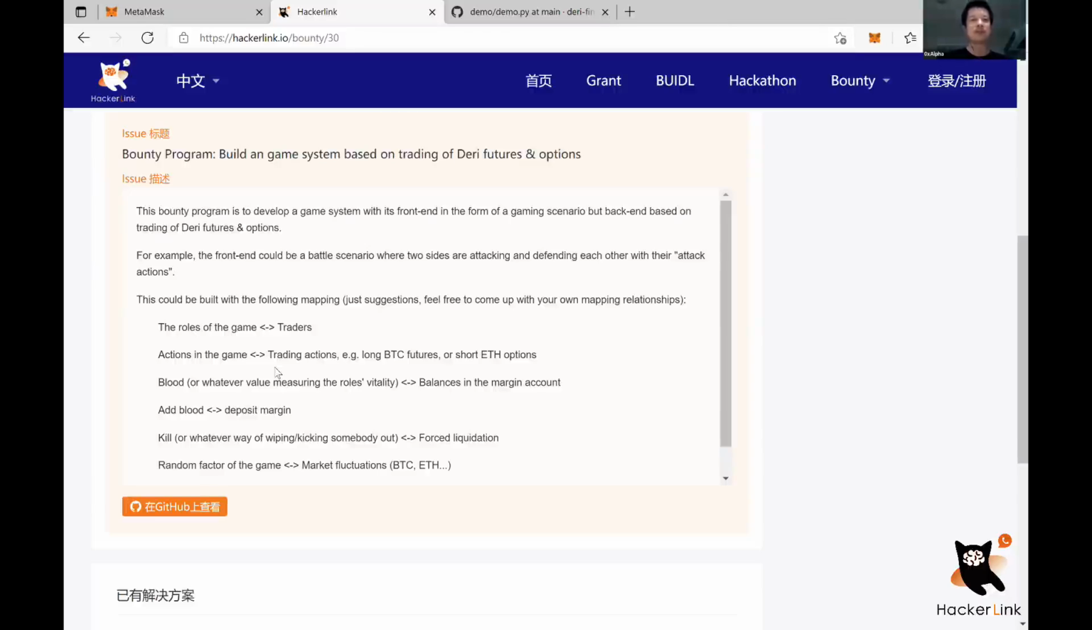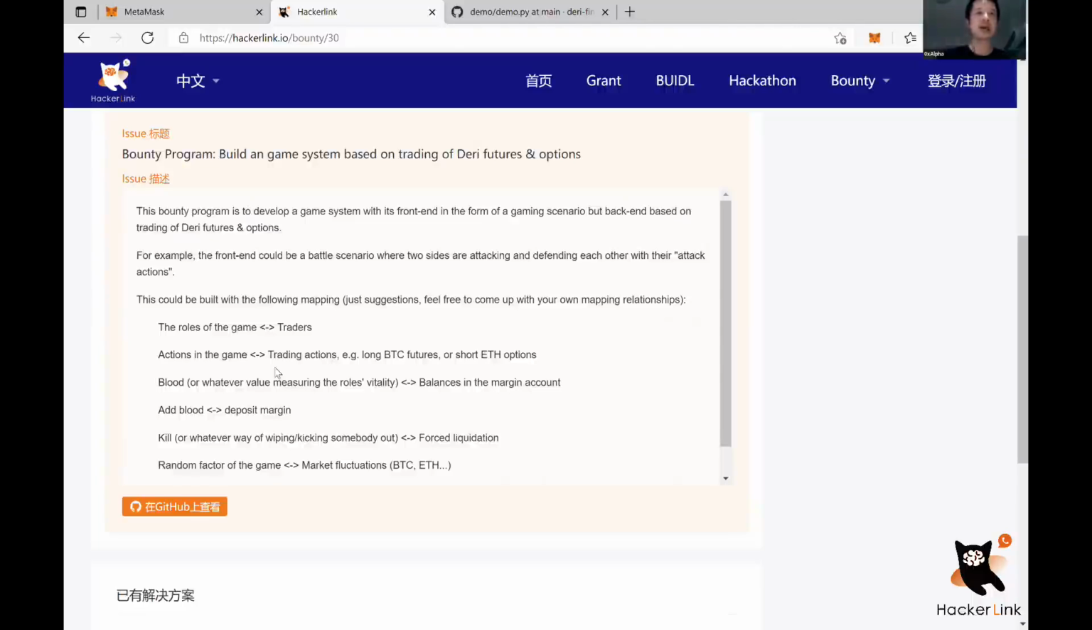So there will be good guys and bad guys in that game, right? It's a mapping of the traders of the financial system. And then just now I showed you the trading actions. For example, I longed Bitcoin futures, and then I did a short of Bitcoin futures, and I also showed you the options scenario where you can long or short the options of Ether, right? That could be mapped into some actions in the game.